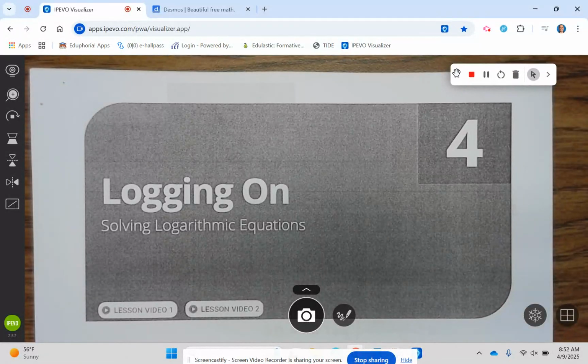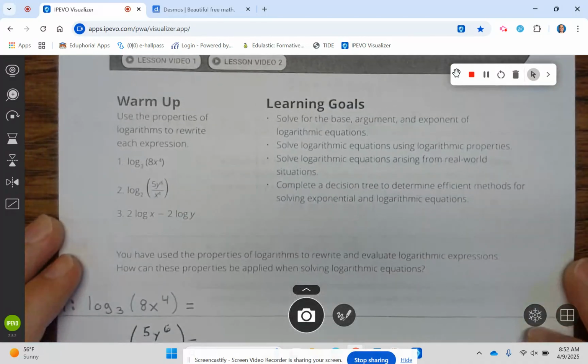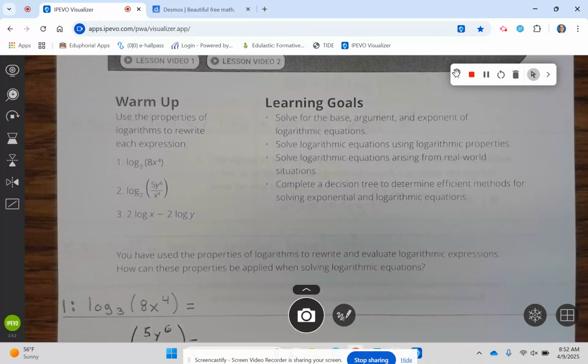Okay, Wildcat, so we're looking at 4.1 Logging On: Solving Logarithmic Equations.